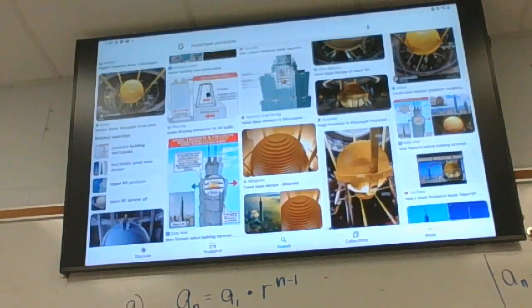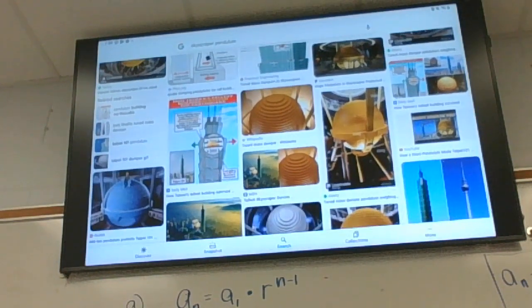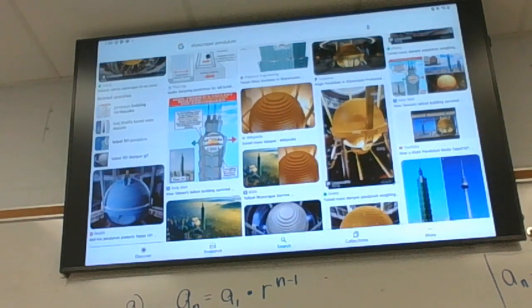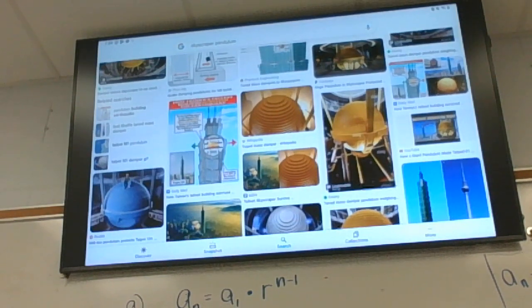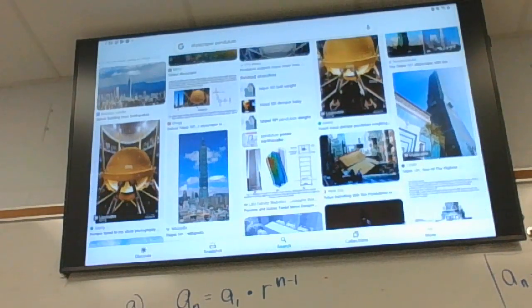So there's some really neat videos on YouTube about these pendulums. This is in Taiwan. Looks like the biggest one. How Taiwan's building survived an earthquake is a pretty cool headline. There's a huge pendulum in the middle of this building that saved it during an earthquake. The power of wavelengths is really interesting.